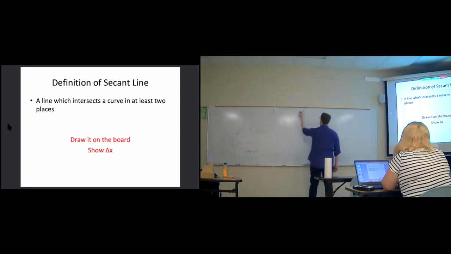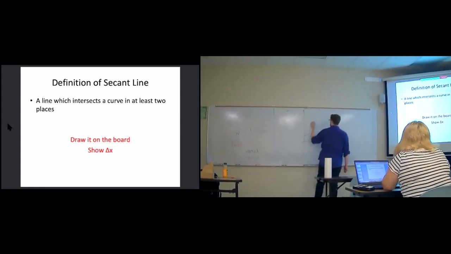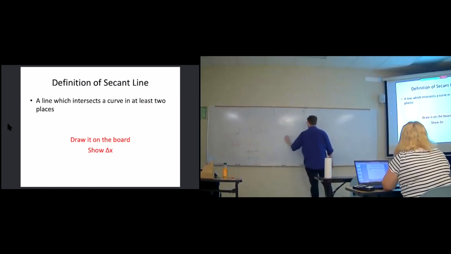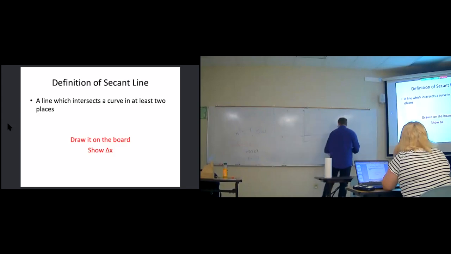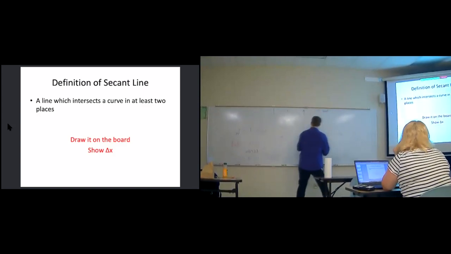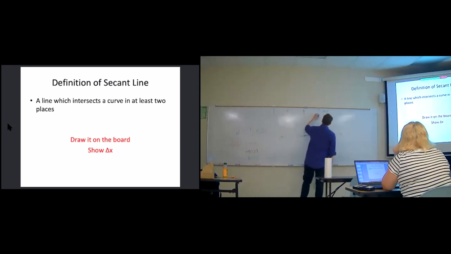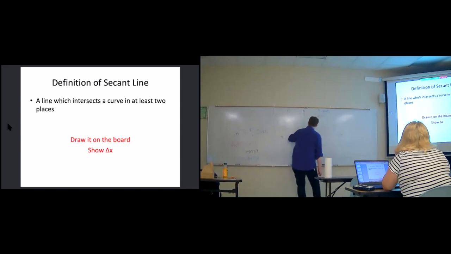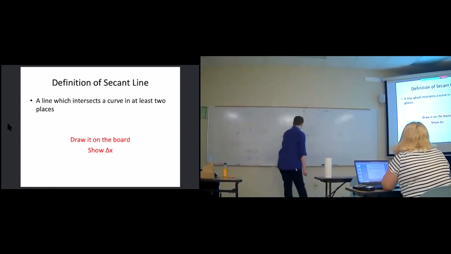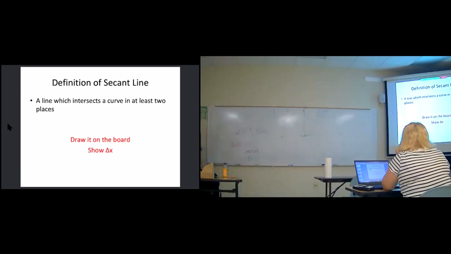As an example of a secant line, let's consider the graph x squared. Let's take the line from 0 up to, let's say, 2, 4. This is an example of a secant line. This cuts our function in two parts.